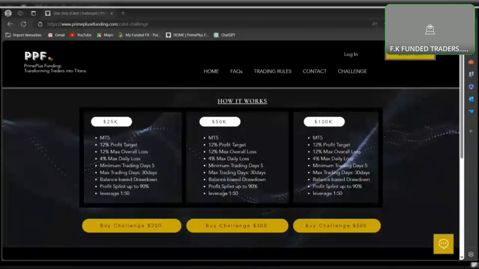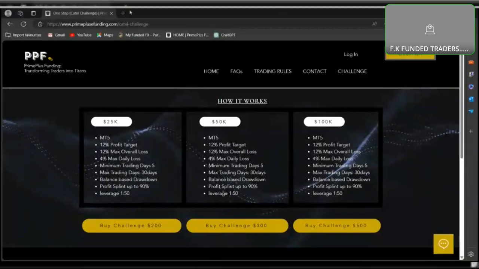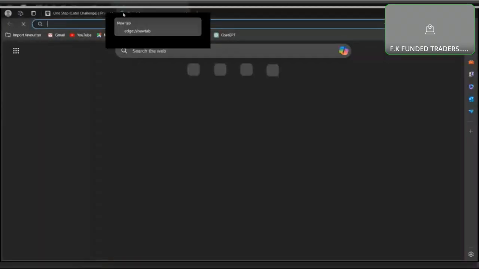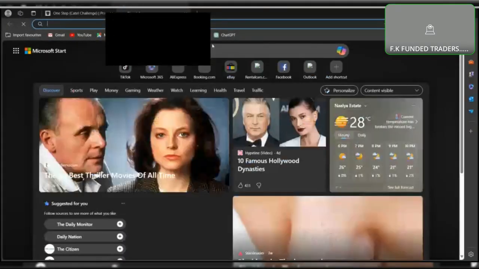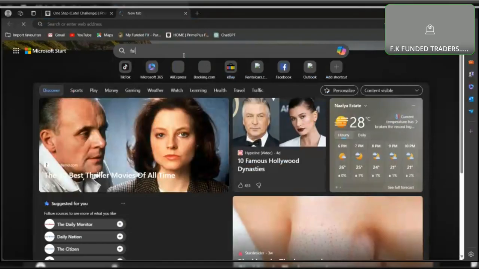Let me put another prop firm here. Let me put Fix Fire and we see. Let me put Fix Fire. Then we put 5. Is it Fixed 5? Fixed 5.